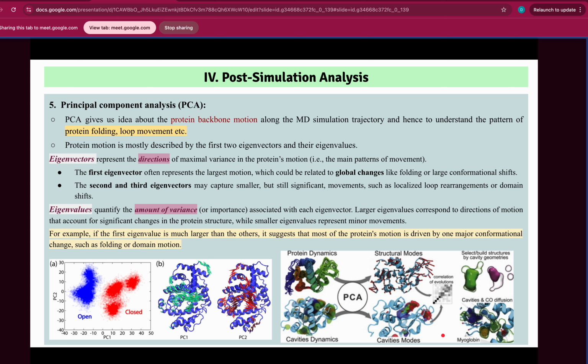So instead of focusing on multiple features and then giving some label to a protein structure at a particular time point, you perform PCA so that you can cluster them, to see in which conformation they are currently present. That's why there are different modes which are possible. So this is about PCA.